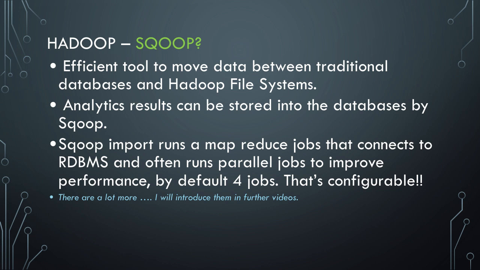So if you haven't got it clear, let me tell you, Sqoop is a tool to move data around between RDBMS and the Hadoop environment, right? So when you do a Sqoop import, what happens underneath is that it runs a MapReduce job, not just one. It runs the MapReduce jobs in parallel to improve the performance. So how many in parallel? By default it is 4, but that's again configurable.